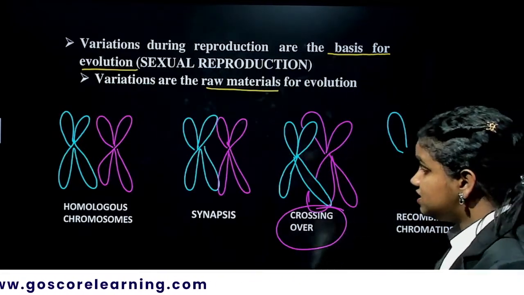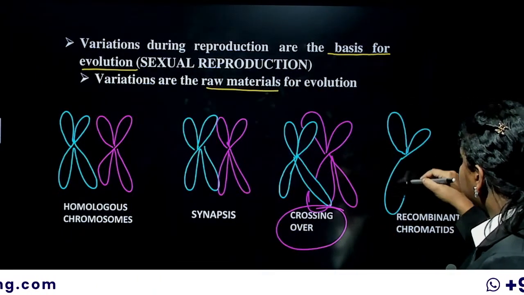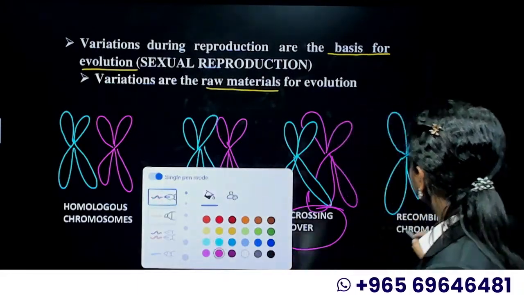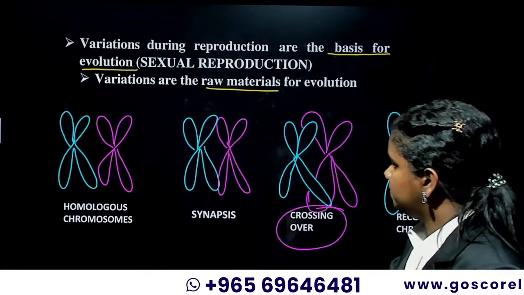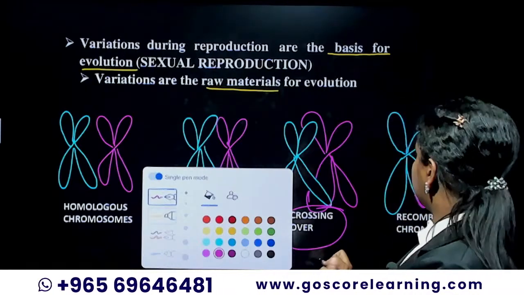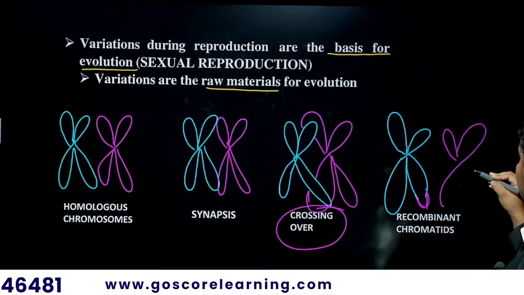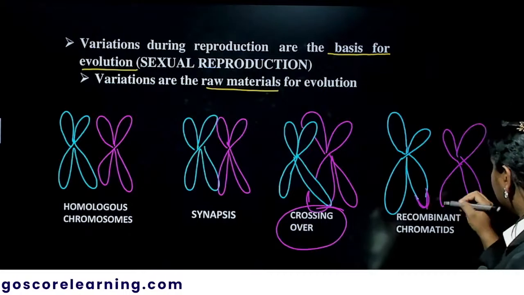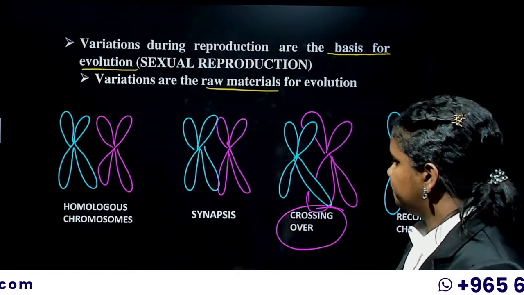And once the crossing over is done, what we can see is a different set of chromosomes that we have never seen before. It would be something like this. That would be the paternal chromosome after the crossing over, and the maternal chromosome after the crossing over would be like this.